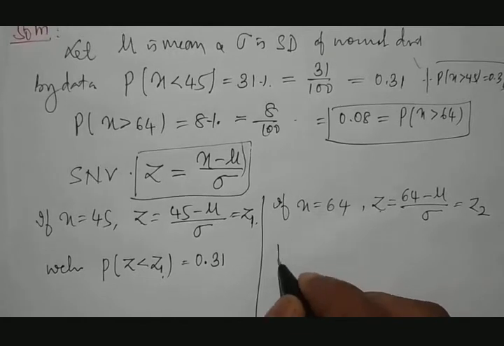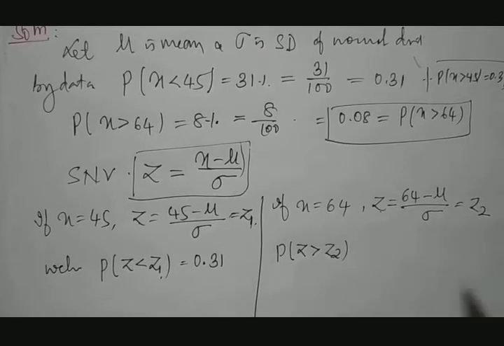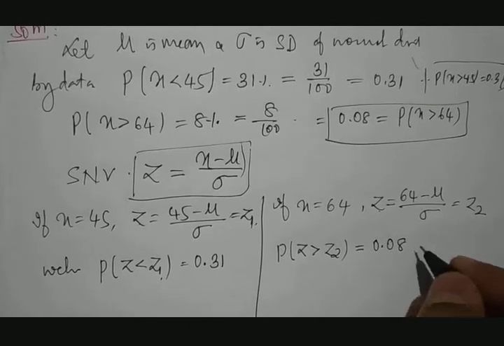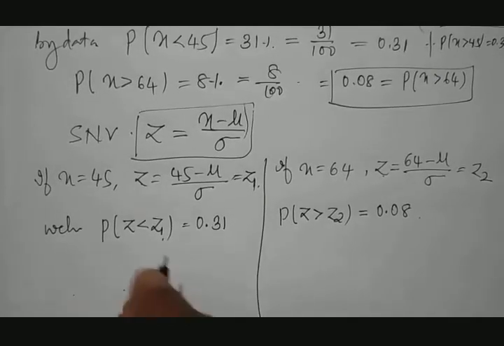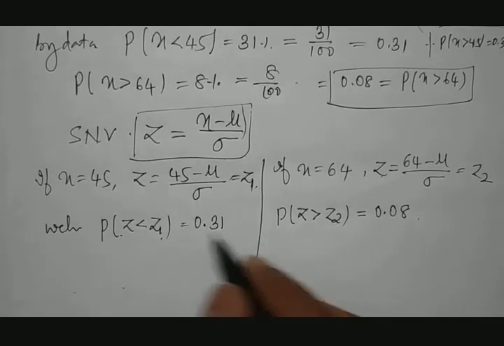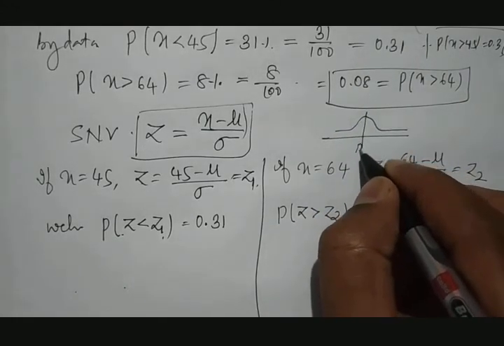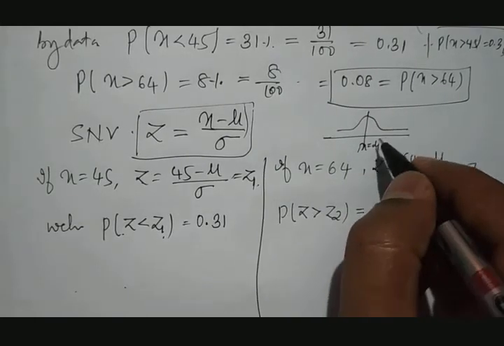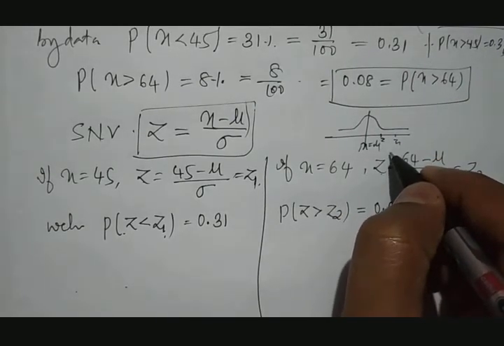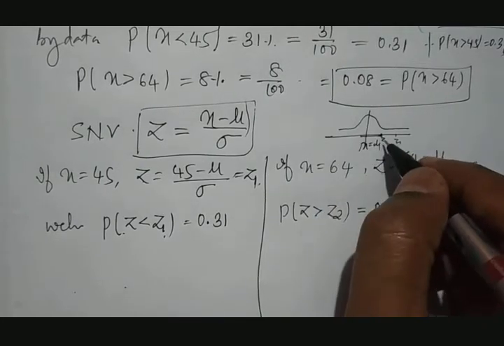Then here, the probability of z greater than z2 is equal to 0.08, that is 8%. Therefore, the probability of z less than z1 means what? If we take a graph sheet with a bell-shaped curve, where x is equal to mu, and we take z1 and z2, the probability of z less than z1 is what has to be calculated.